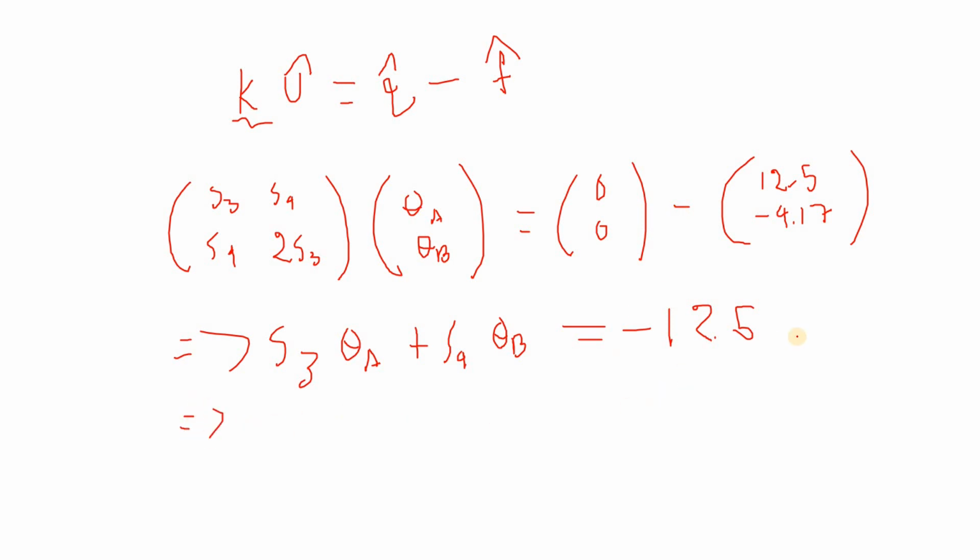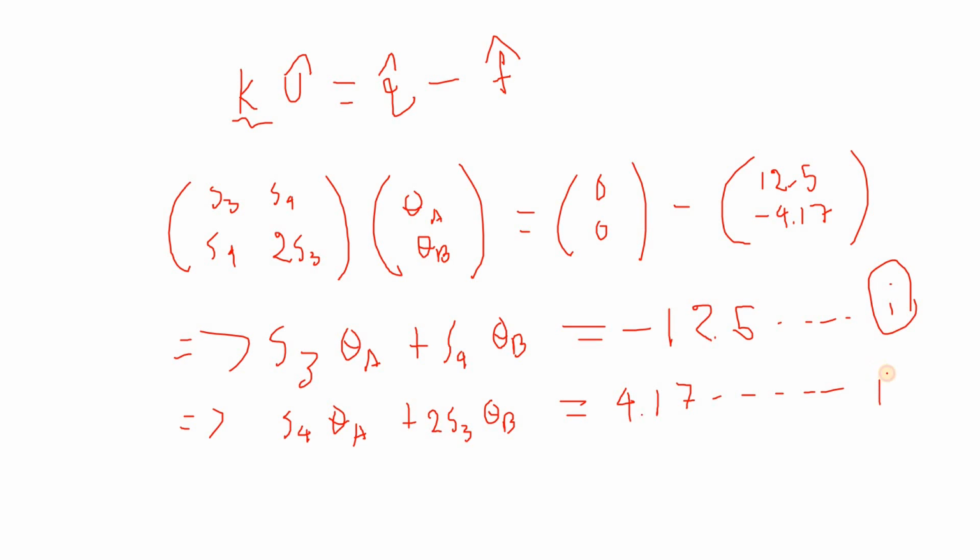Let's call this our equation 1. Now we get S4 theta A plus 2S3 theta B equals 4.17. So this is our equation 2. Now we solve equation 1 and equation 2. We already know the values of S3 and S4, we have the values right over here. So the unknowns are theta A and theta B. We have two equations and two unknowns, so we can easily solve them and get the values of theta A and theta B.